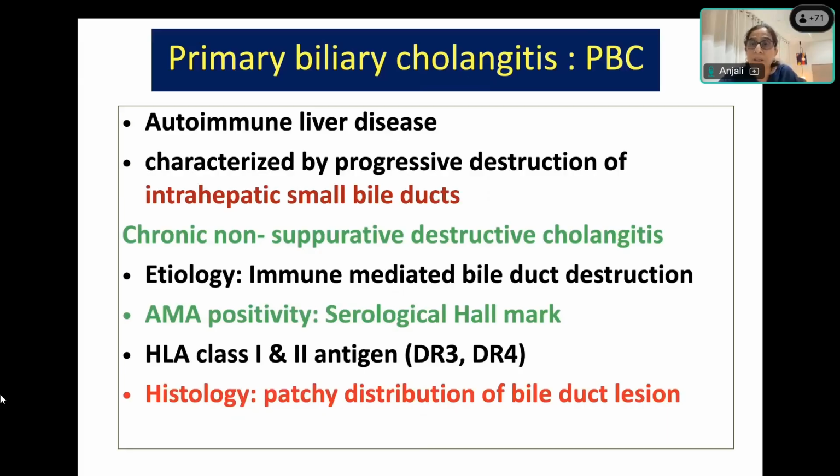So this was the case of primary biliary cholangitis, or PBC, which is also an autoimmune disease in which autoantibodies are directed towards bile ducts. And this is characterized by progressive destruction of intrahepatic bile ducts. So this is the case of PBC, which is a non-suppurative chronic destructive cholangitis, and AMA positivity is the serological hallmark. In histology, you have patchy distribution of bile duct lesions. So varied distribution, varied picture of bile duct destruction.